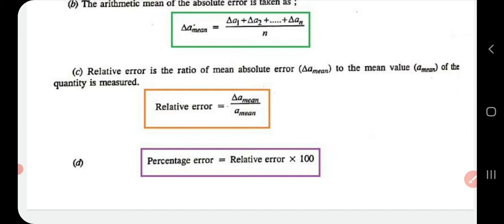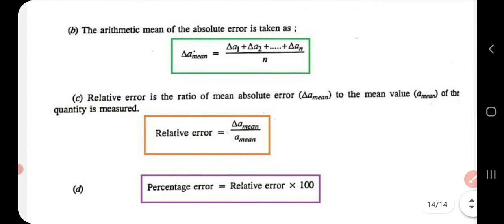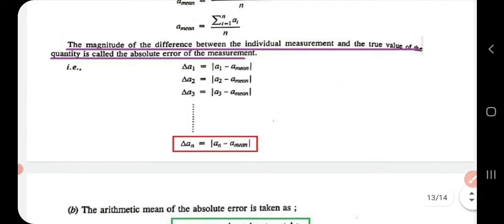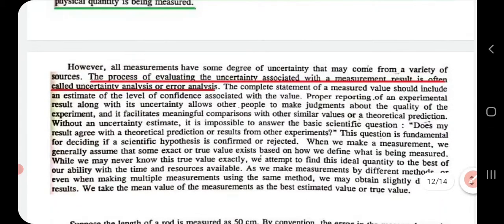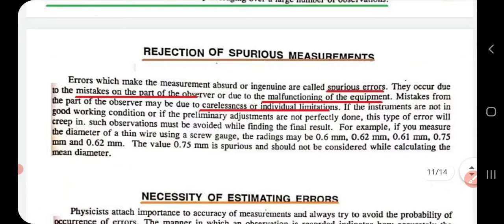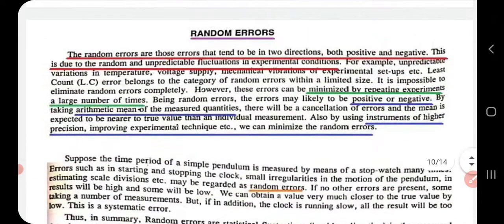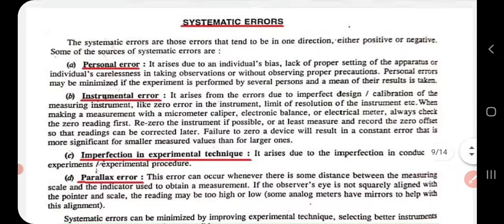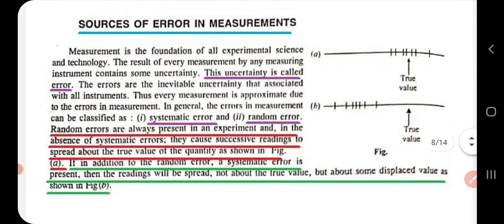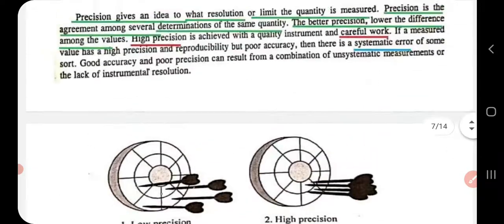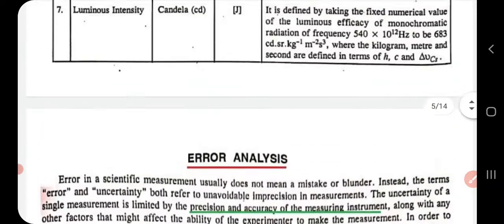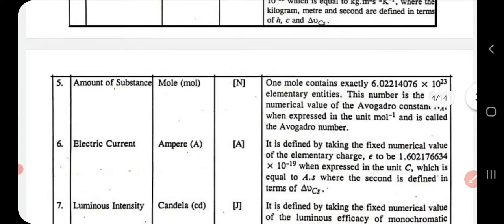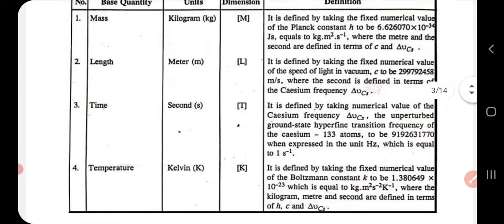So in this session you have to study various errors: systematic error, random error, relative error, percentage error, absolute error, and their definitions and expressions. Then this paragraph you have to read through. Then what are spurious errors, all these things. Random error, then the various types of systematic errors, what are systematic error and random error, what is precision, what is accuracy, then what is error. Now this paragraph, no need of learning this table by heart, you can just read through it.